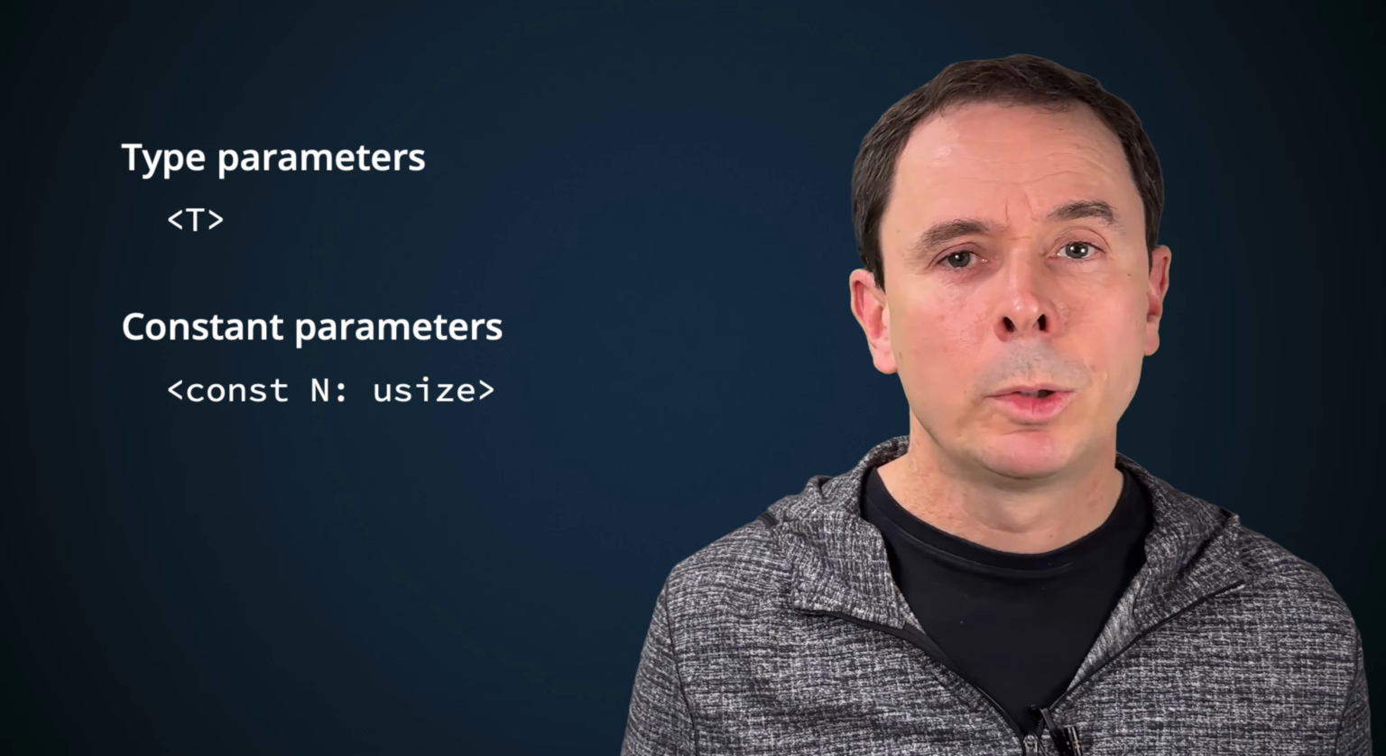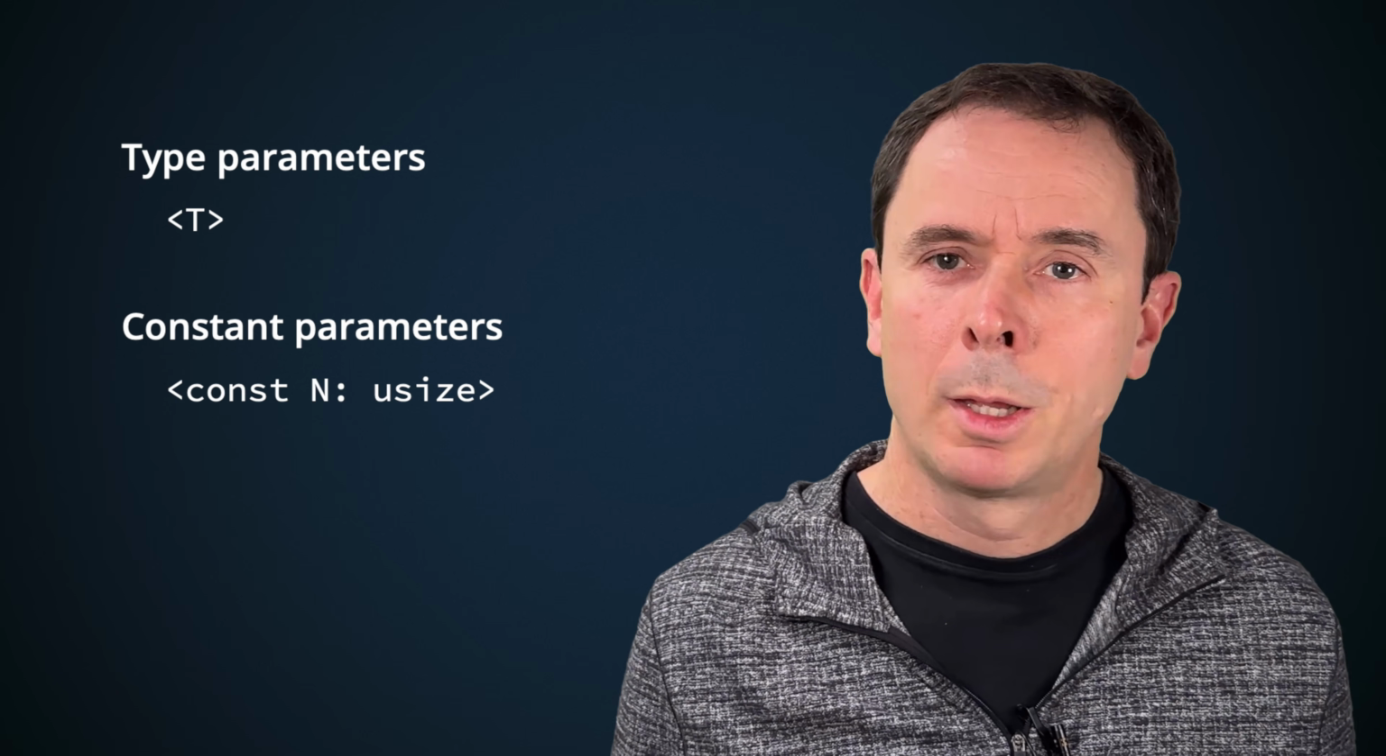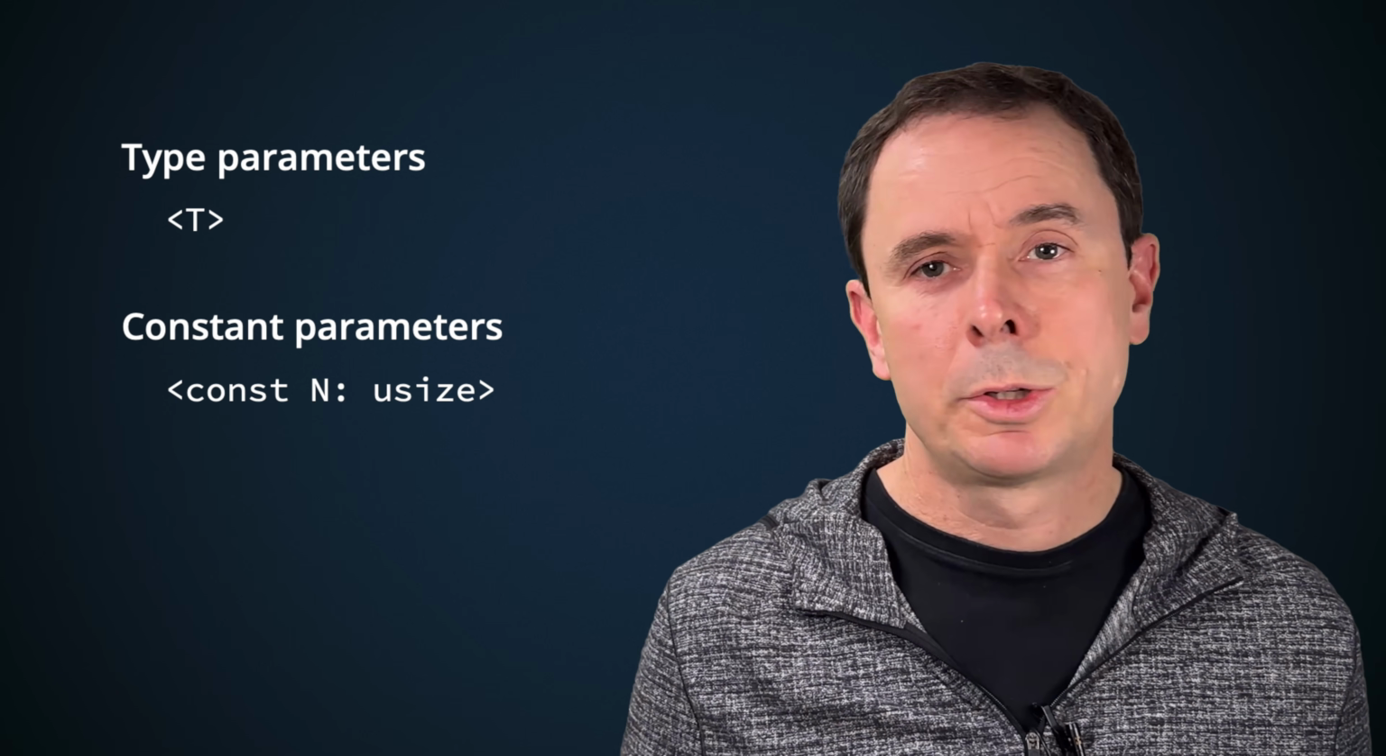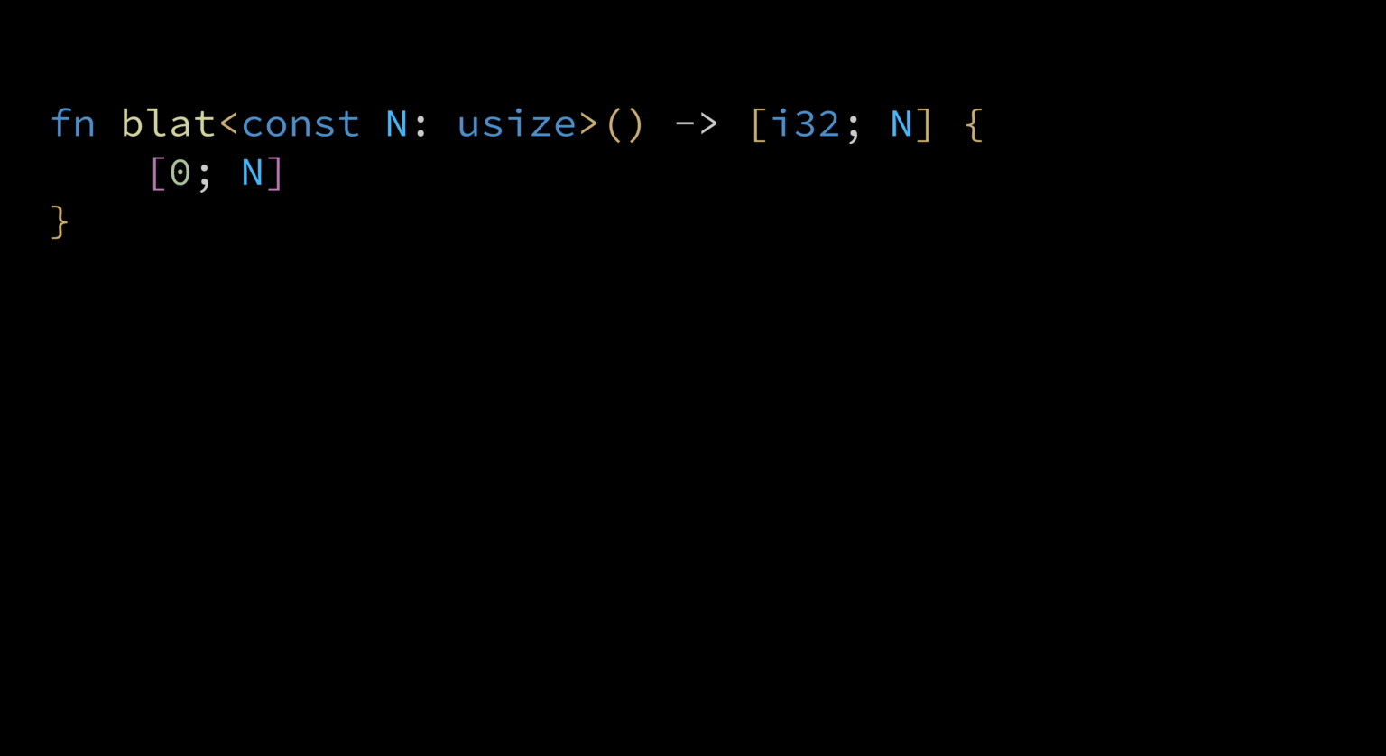So far we've just been looking at generic type parameters. Rust also supports generic constant parameters. This function, blat, has a generic parameter called N, which must be a usize. Const means this value must be a constant at compile time, and because it's known at compile time, it can be used in types.